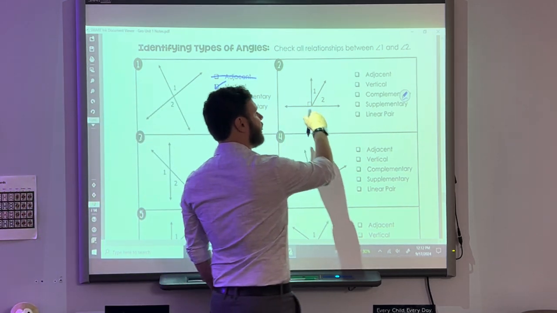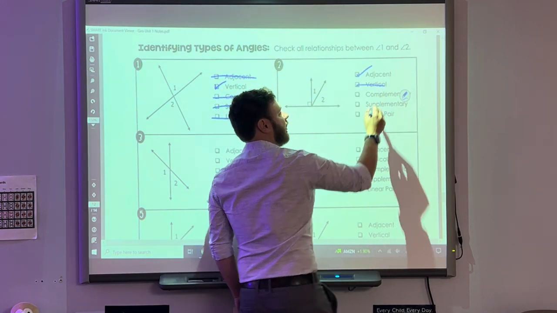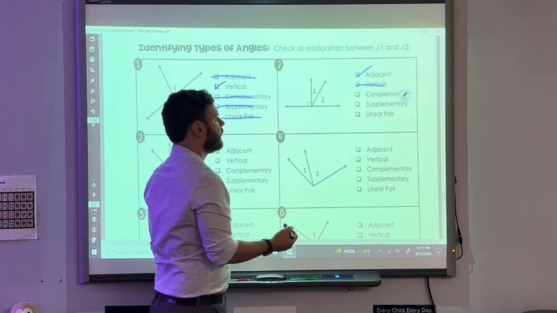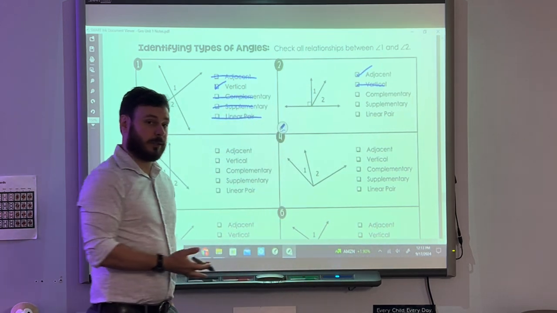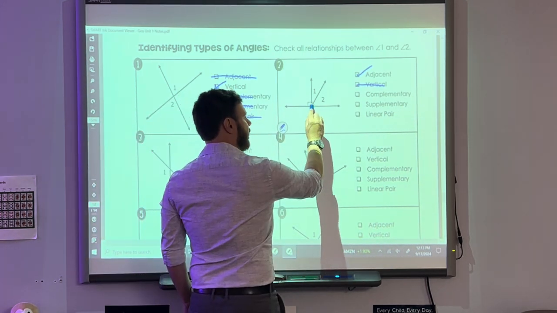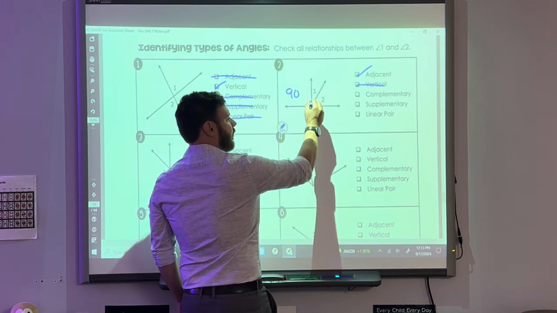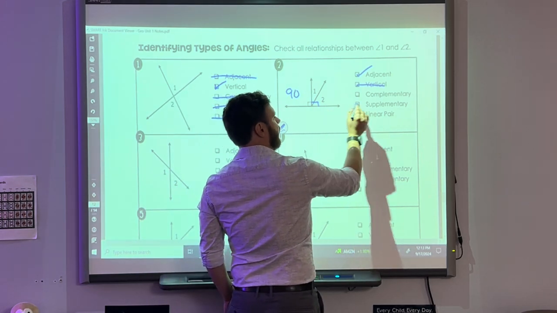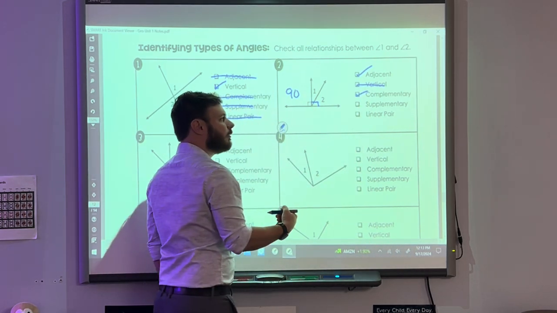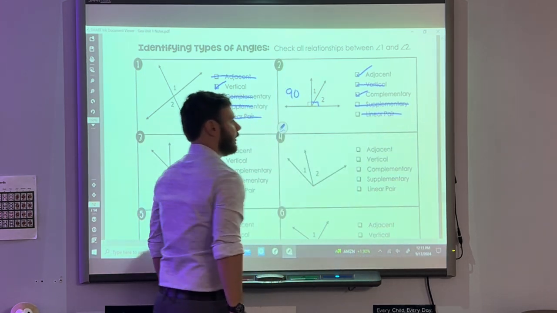Okay, 1 and 2 here, they are next to each other. They share this side, but they're not vertical because they don't make the cross. Now, it is tricky because these are actually complementary. If there is a box here and that box means 90, well, they're both on a straight line, so there's another box over there. So both of these angles together do add up to 90. They add up to 90, they can't add up to 180, and I don't have a linear pair.